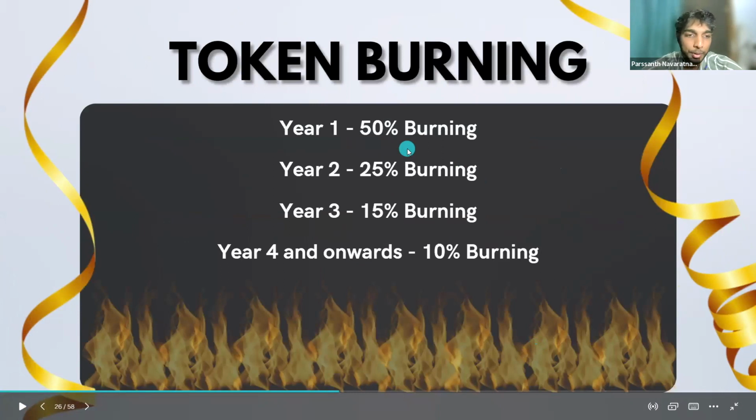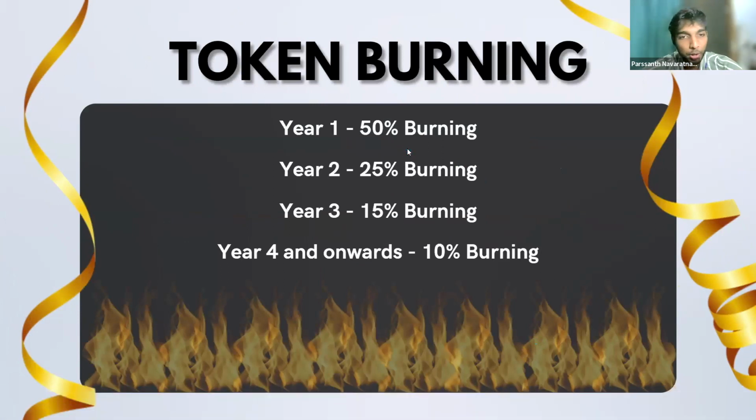Now, in terms of token burning, I love this slide. It's so hot. Wow, somebody turn on the aircon, right? In year one, we are burning 50% of our profits as the management, right? In year two, we are burning 25% of our profits. In year three, we are burning 15%. In year four and onwards, we are burning 10%.